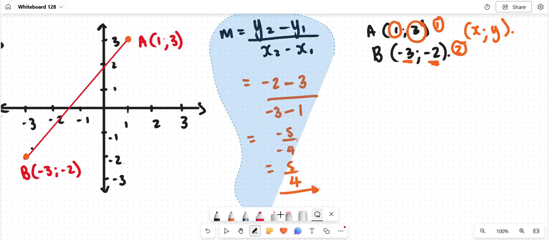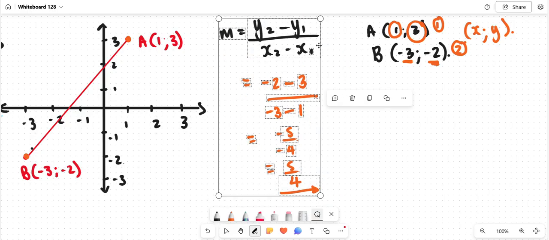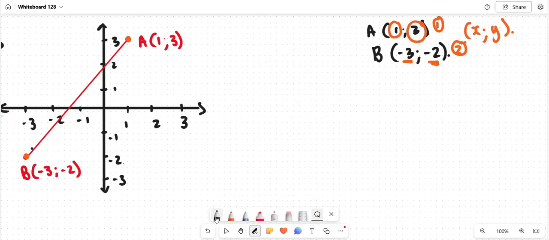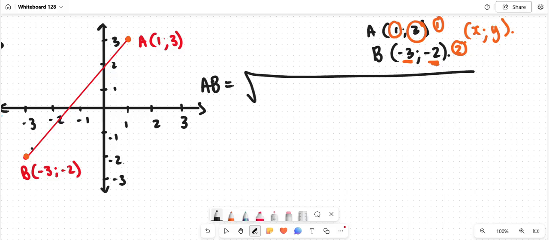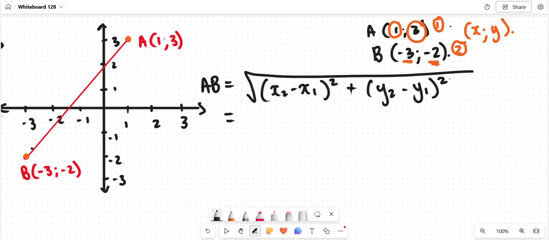So let me just erase this. To calculate distance, I'm going to need the distance formula. You can write AB. AB stands for the distance of AB. There is my distance formula. You always need to write it every single time when you're solving these types of questions. So now that I have my distance formula, I substitute again. It's already labeled as number 1 and number 2.